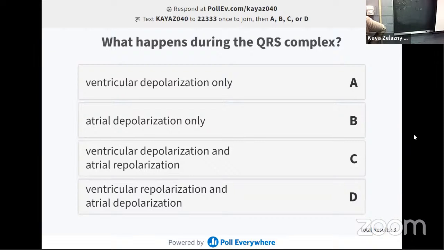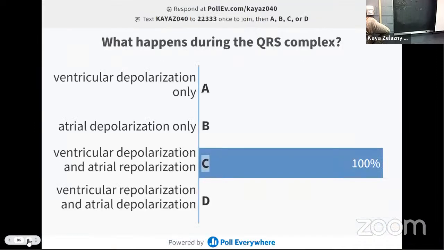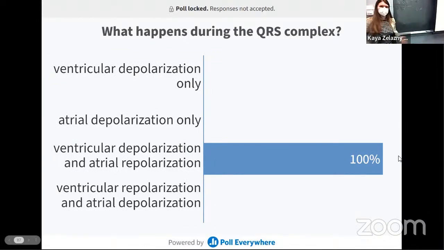Okay. Final answers. Let me click through. Great. Yeah, our ventricles are depolarizing and our atria are repolarizing. So next time we're going to start pulling this all together, and we're going to be talking about the cardiac cycle, and we're going to move into cardiac output.